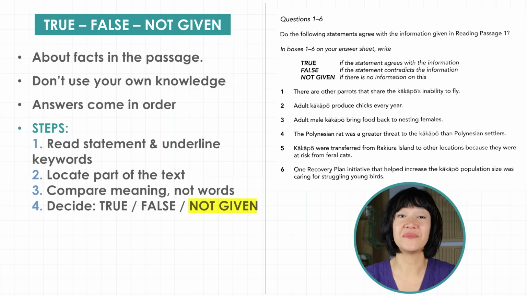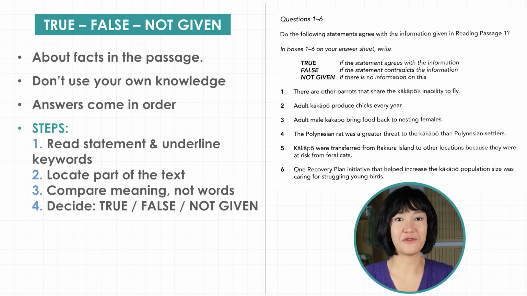And not given, that's the trickiest one. It doesn't mean you can't find it at all. You should still be able to find a place where the topic is discussed. But you won't be able to say if the statement is true or false because a key piece of information is missing, so it's not given.